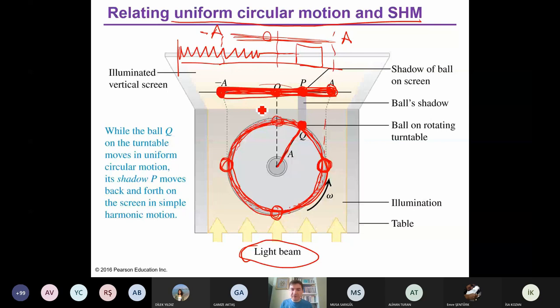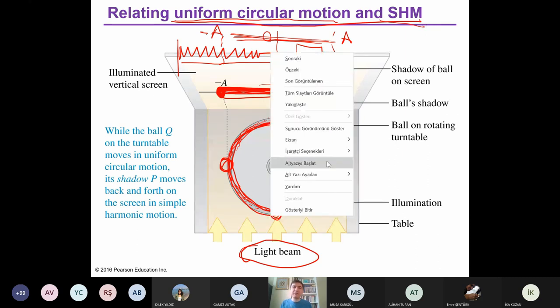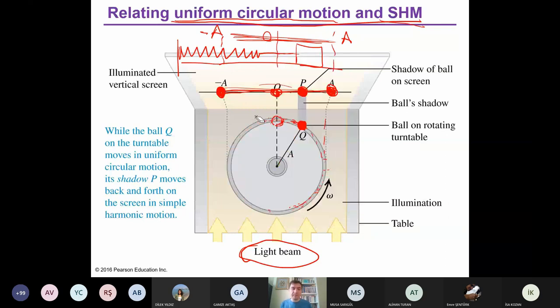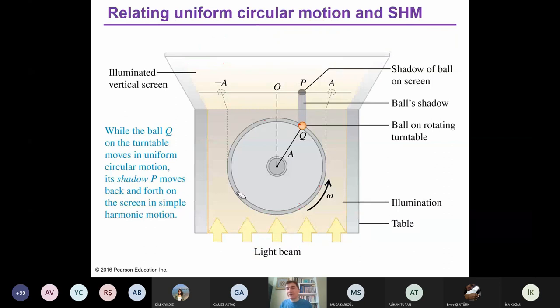So now let me continue if everything is clear here. Please let me know if something is missing here. The mechanism is very simple. If you understand this figure, then you can easily understand the forthcoming equations. So remember the circular motion. We have tangential velocity in circular motion, okay? And this tangential velocity is given with r times omega. What was r? R is the radius. And here, r is A, maximum displacement from the equilibrium, okay?